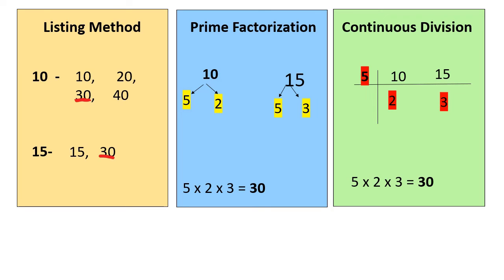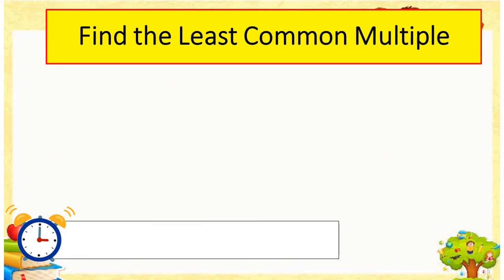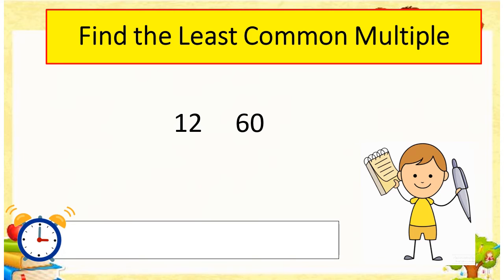So you're going to find the least common multiple of 12 and 60. So, in 20 seconds again, kids, you will be done in finding the LCM of 12 and 60. Okay? So, start. Okay, stop. So, we're going again to find the common multiple of 12 and 60 using the listing method.